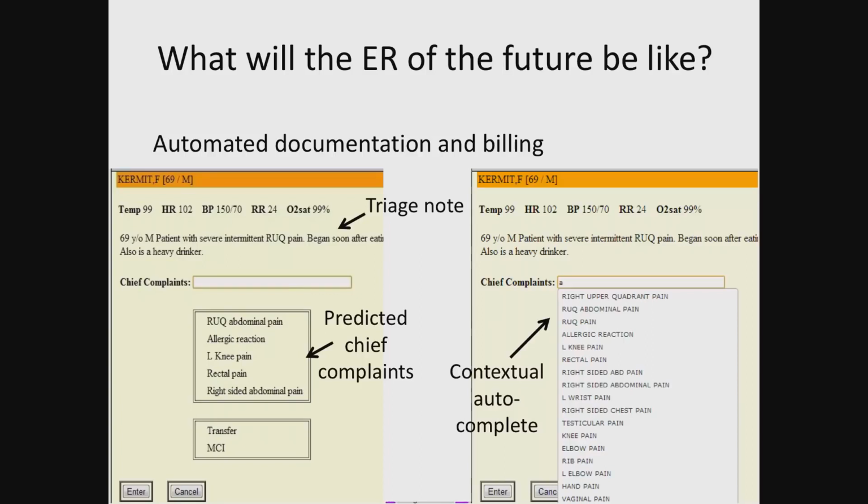We take that and use a machine learning algorithm, a supervised machine learning algorithm in this case, to predict a set of chief complaints, now drawn from a standardized ontology. We show the five most likely ones, and the clinician, in this case the nurse, could just click one of them and it would enter it into there.